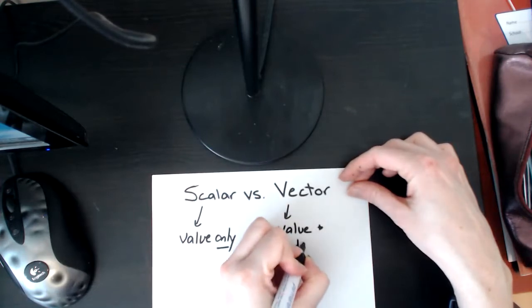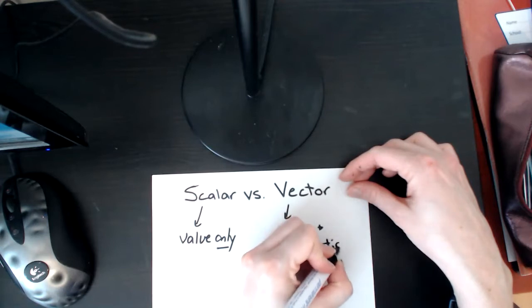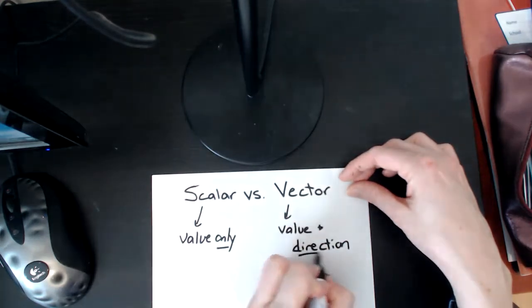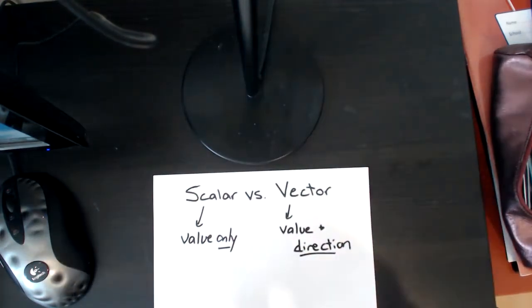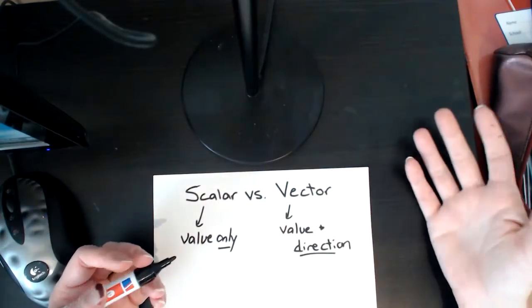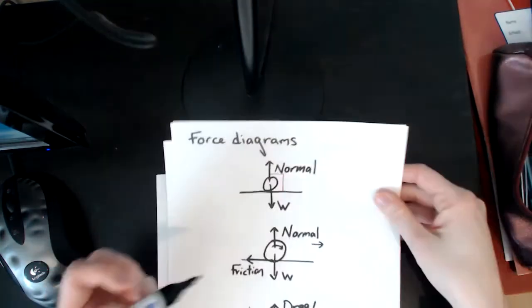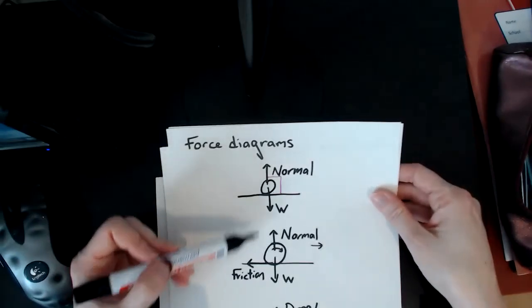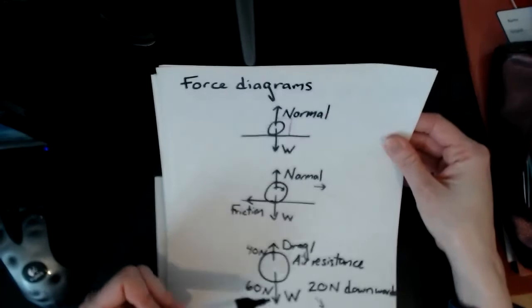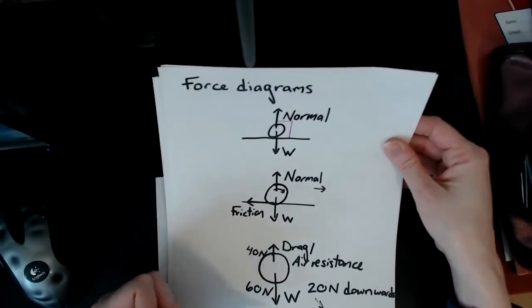have a direction. So all forces are vector quantities because they have a direction. It matters the direction that they are acting. When we think about the force diagrams, for example, it's all about what direction these forces are acting, because then we know whether to add or subtract them. If they're acting in the same direction, we add them.